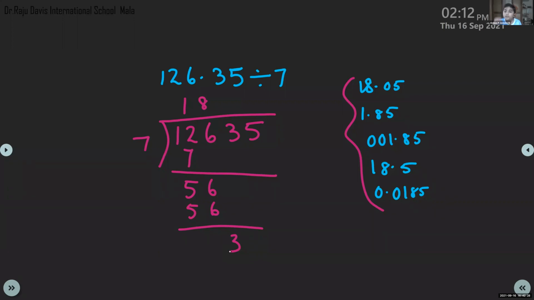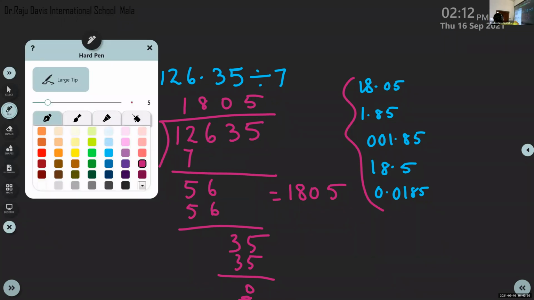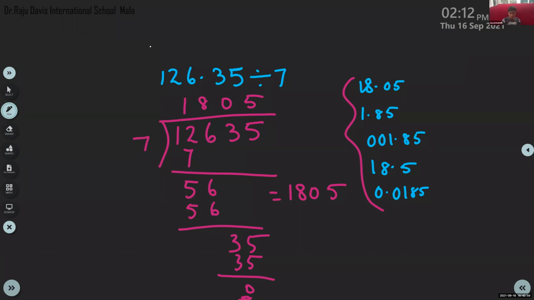Then 3. 3 will not go, so bring down the 5, 35. 3 alone will not go, so put 0. Then bring down 5. 7 into 35, 5 times. 35 minus 35 is 0. So 1805 you got as the quotient. Now we have to place the decimal point. How will you place the decimal point? Check how many decimal places are there. 2 decimal places. So here we will put the decimal. This is the correct answer.